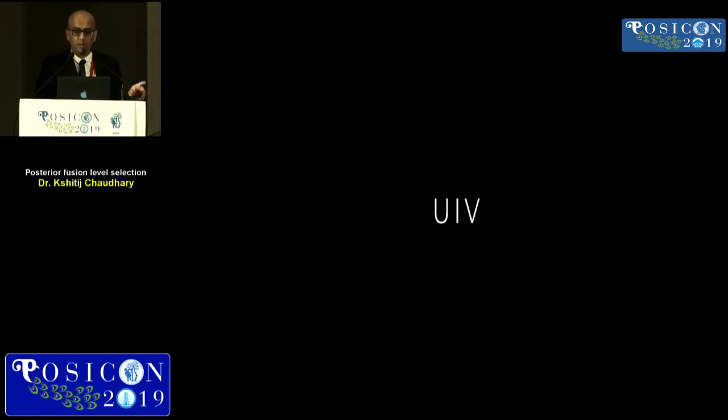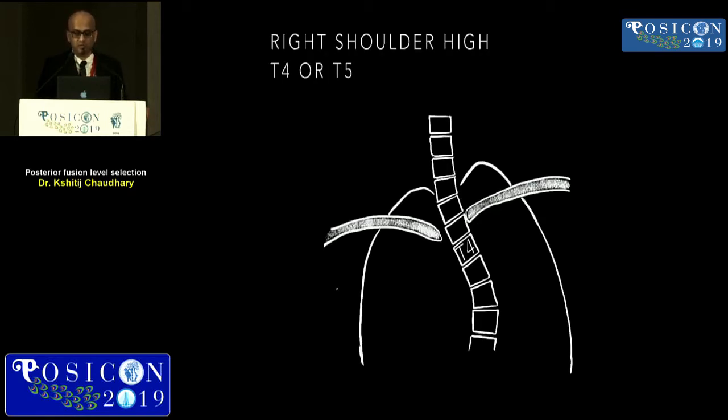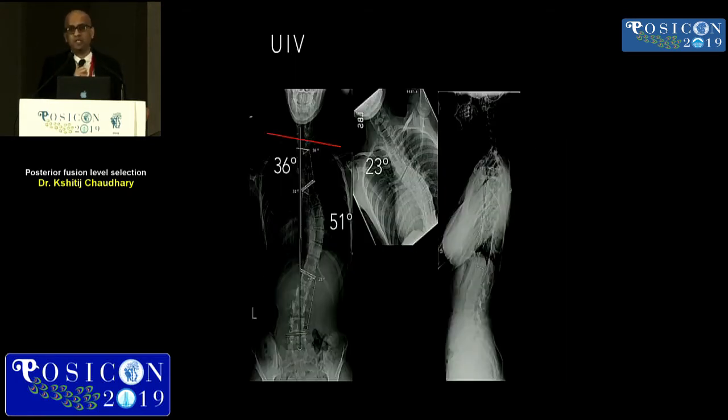How about the upper instrumented vertebra? Most importantly, the upper instrumented vertebra is chosen by the shoulder levels more than the T1 tilt or the proximal thoracic kyphosis. If the right shoulder is higher, then the fusion stops at T4 or T5. If the left shoulder is higher, then the fusion stops at T2. If it is level, it stops at around T3. But it depends on how much of main thoracic curve correction you are going to get.